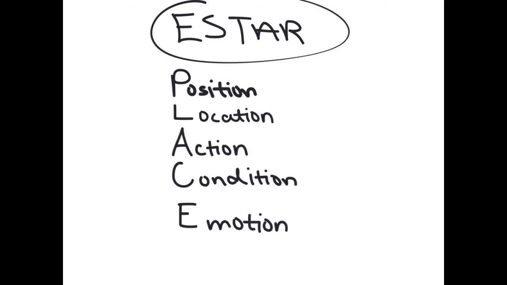Okay, here's estar. For estar, you commonly use it for actions and things that are not permanent and that can keep changing. And the acronym for remembering when to use estar is PLACE. The P in PLACE stands for position, and this is where you are or where things are, and in certain cases those things can move. So an example would be los zapatos están alrededor de la puerta. I just said the shoes are around the door, but the shoes can move, and so that's why you use estar for position.